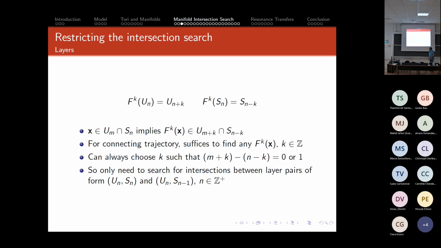And so if you have an intersection of U_n and S_n, then F^k(x) must be in U_{n+k} and S_{n-k}. And you would always choose k in such a manner that n+k and n-k are either equal or only differ by 1. And when you're looking for a trajectory, you may as well find any point on the trajectory, right? It doesn't matter. So essentially, if we want to find all the trajectories corresponding to heteroclinic connections, we just need to look at layer pairs of the form U_n and S_n, or U_n and S_{n-1}.